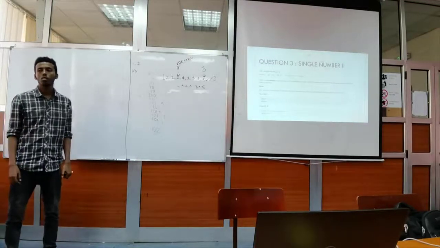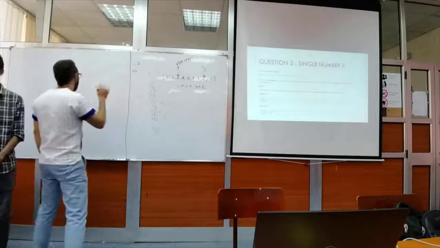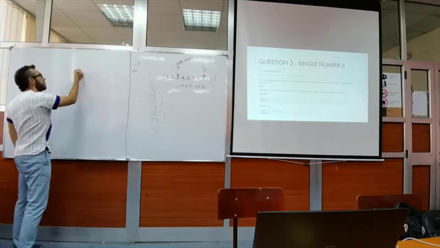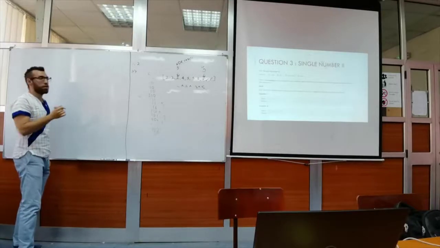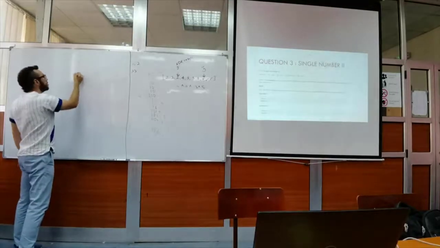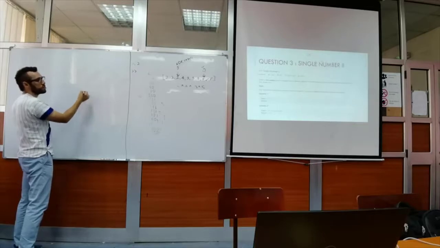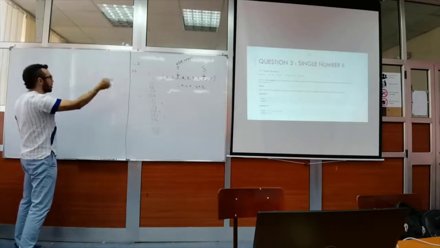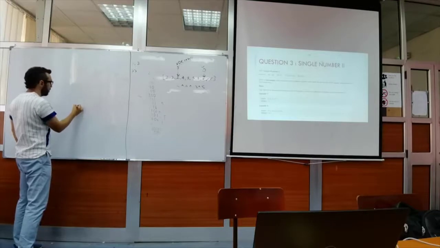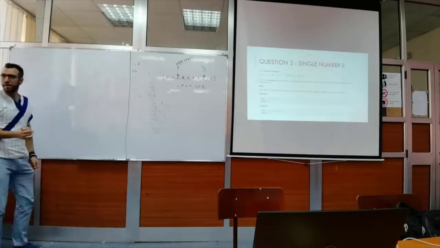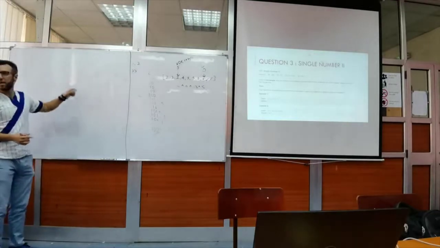So let me actually do an execution on this input. We have the first 2, right? What's mod 2 of 2? 0. And how about the second 2? It is 0. The third 2, 0. And for 4 it is 0 as well. And then we have 1 1 1 1 1 1, right?